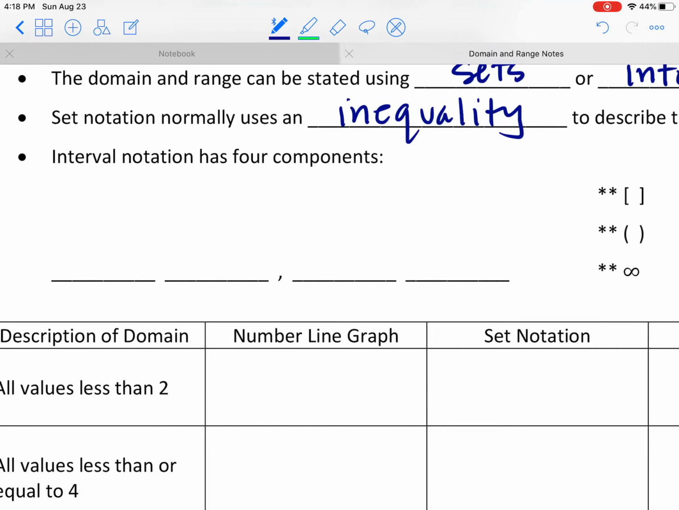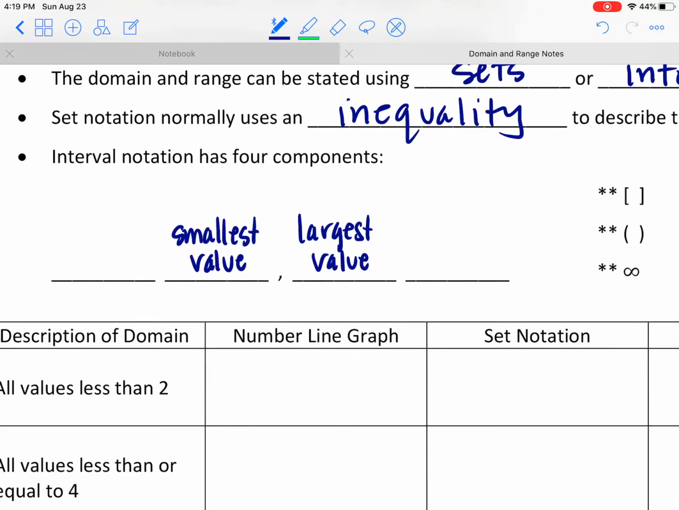So we always have our smallest value here. And then we have our largest value here. And that could be the leftmost or lowest, depending on if it's domain or range, and it could be the rightmost or highest, again, depending on if it's domain or range.